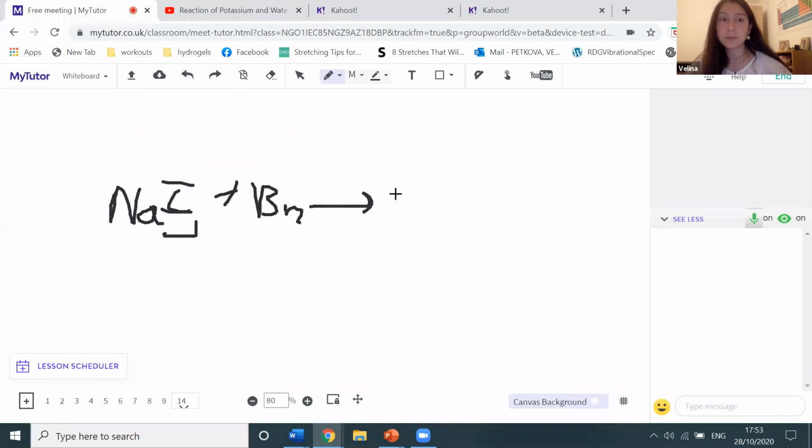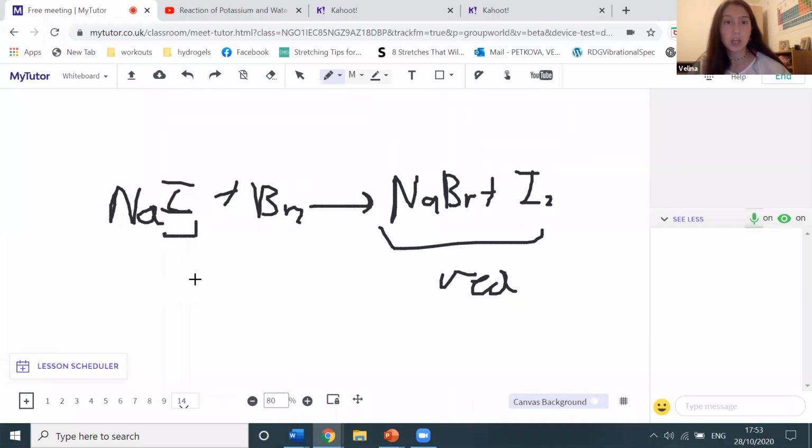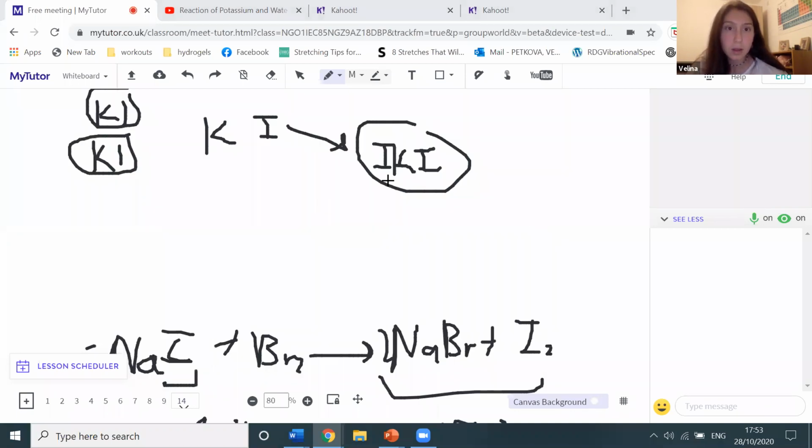And then what are we going to form? Do you want to write that down? We're going to form sodium bromide. And then we're also going to have this I2. What colour will be on the right-hand side, at the end? Brilliant. Red. Perfect. Or brown. Either colour works. So the colour change we see is from yellow to red. And then obviously we need to balance it. It's just those three halogens that you need to remember the colours for.